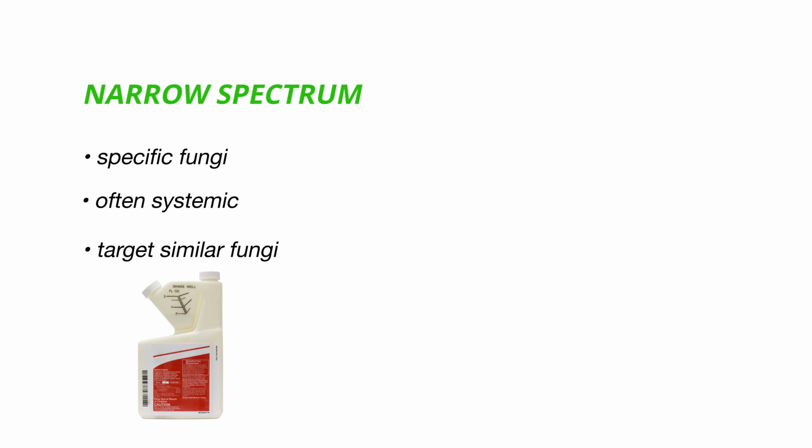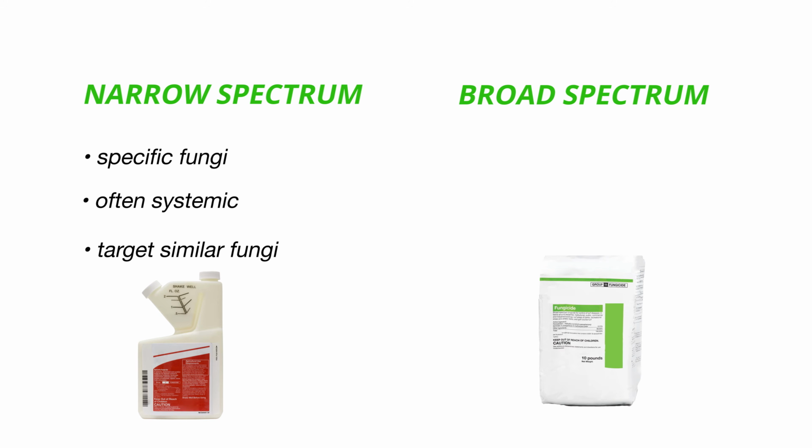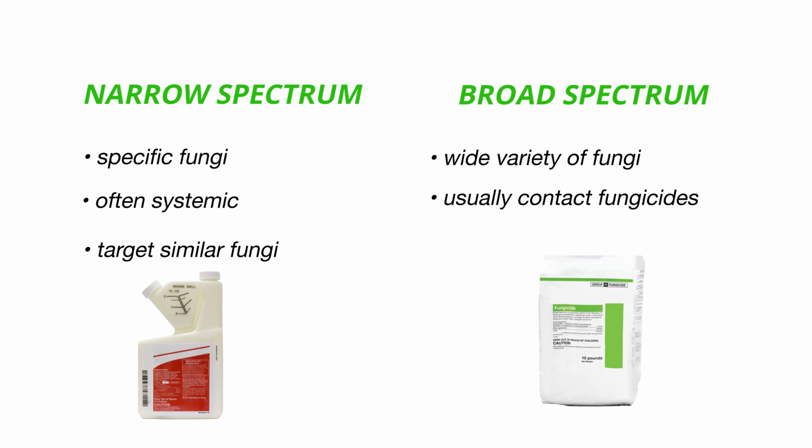Fungicides can also be categorized as narrow spectrum or broad spectrum based on the range of fungi they target. Narrow spectrum fungicides are highly specific and effective against only a few types of fungi. They are often systemic in nature and are designed to target closely related fungi. Broad spectrum fungicides, on the other hand, can be used for a wide variety of fungi, often unrelated. Most contact fungicides fall under the broad spectrum category, providing general protection against a range of fungal diseases.